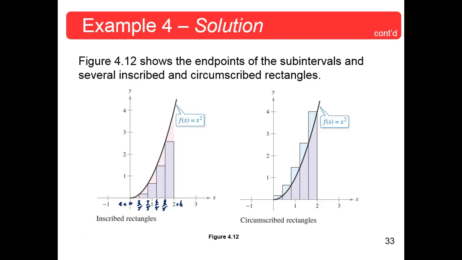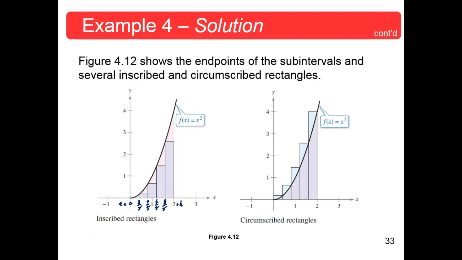For the inscribed rectangles, the first one is 0 times 2/5. For the second one, the delta x is still 2/5, the difference between those two, but now your min value here is going to be 2/5. So you'd have 2/5 squared, which is 4/25, times 2/5. Then 16/25 times 2/5, then 36/25 times 2/5, then 64/25 times 2/5. That's going to be your inscribed rectangles.